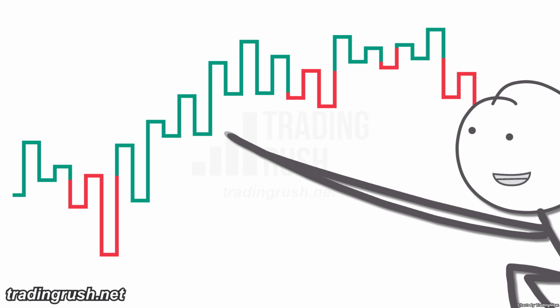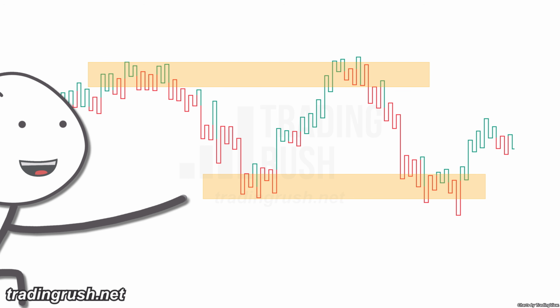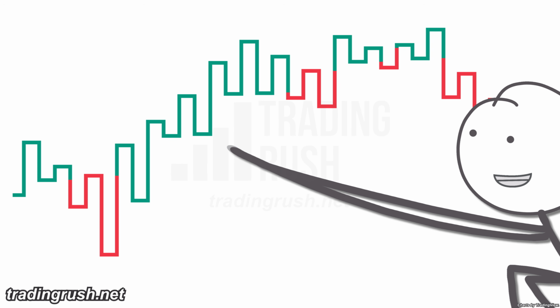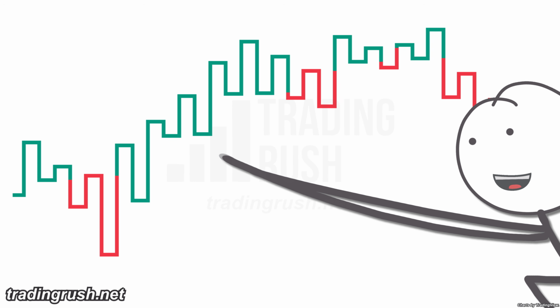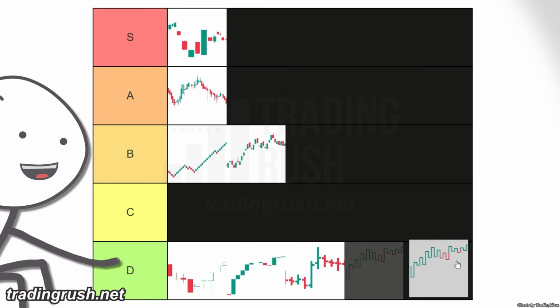Number 4. This one looks like the Nokia snake game. If you need a line chart that changes direction when the price moves by a specific amount, then the Kagi chart is for you. It's kind of like Renko, so you can use it for identifying strong support and resistance, but it has no strong advantage over Renko. It also shows very little info compared to other chart types. So, I will put it in the D tier.